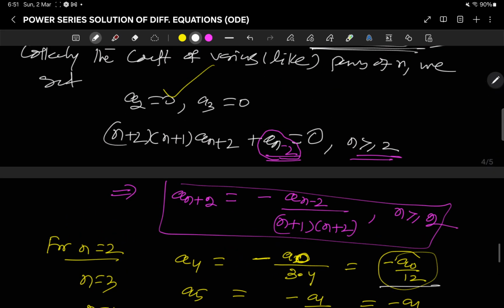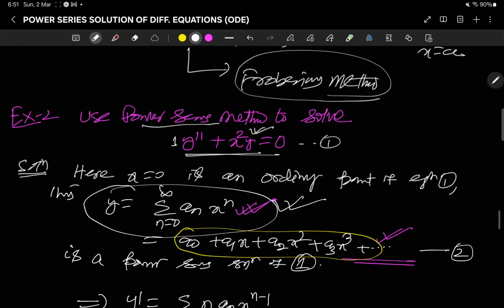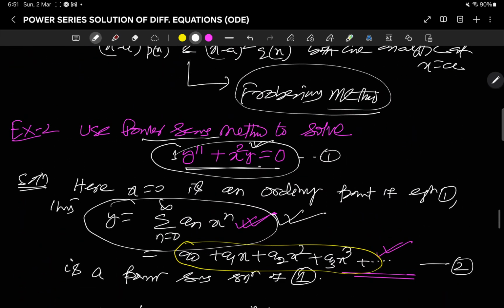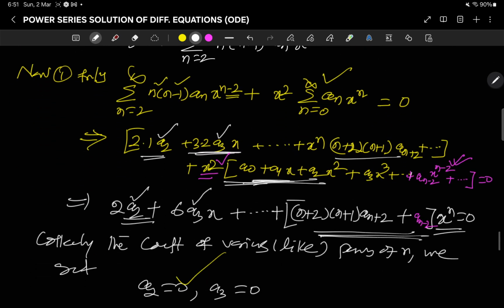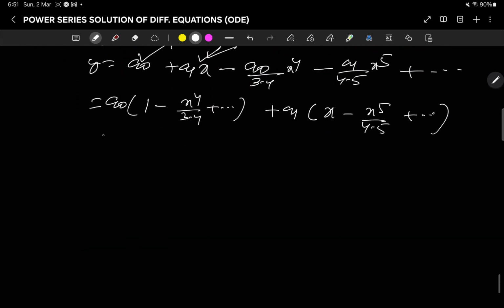You see, originally the order of the equation was 2, so there must be 2 arbitrary constants. So the general solution must be c1 y1 plus c2 y2. Okay, so we are getting like that, a0 into y1, right? So this is of the form a0 y1 plus a1 y2, because 2 constants we need to get the general solution. Okay, let me conclude with one more example.